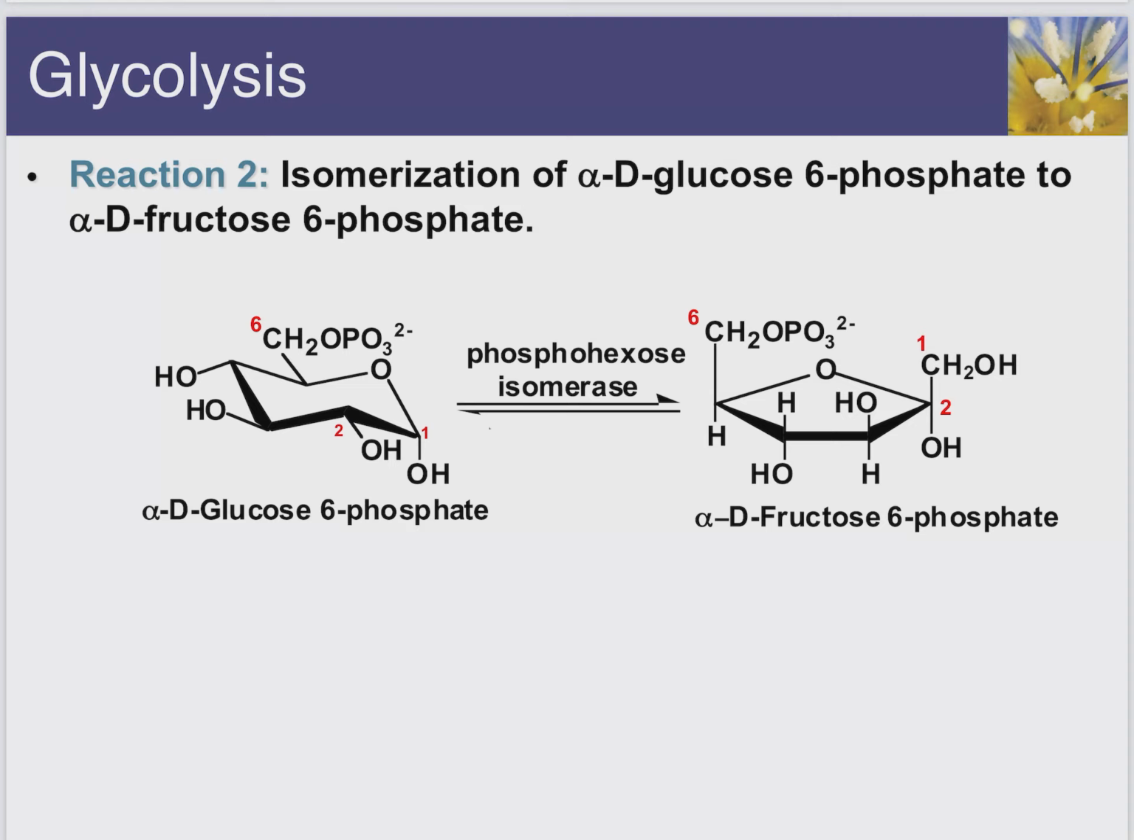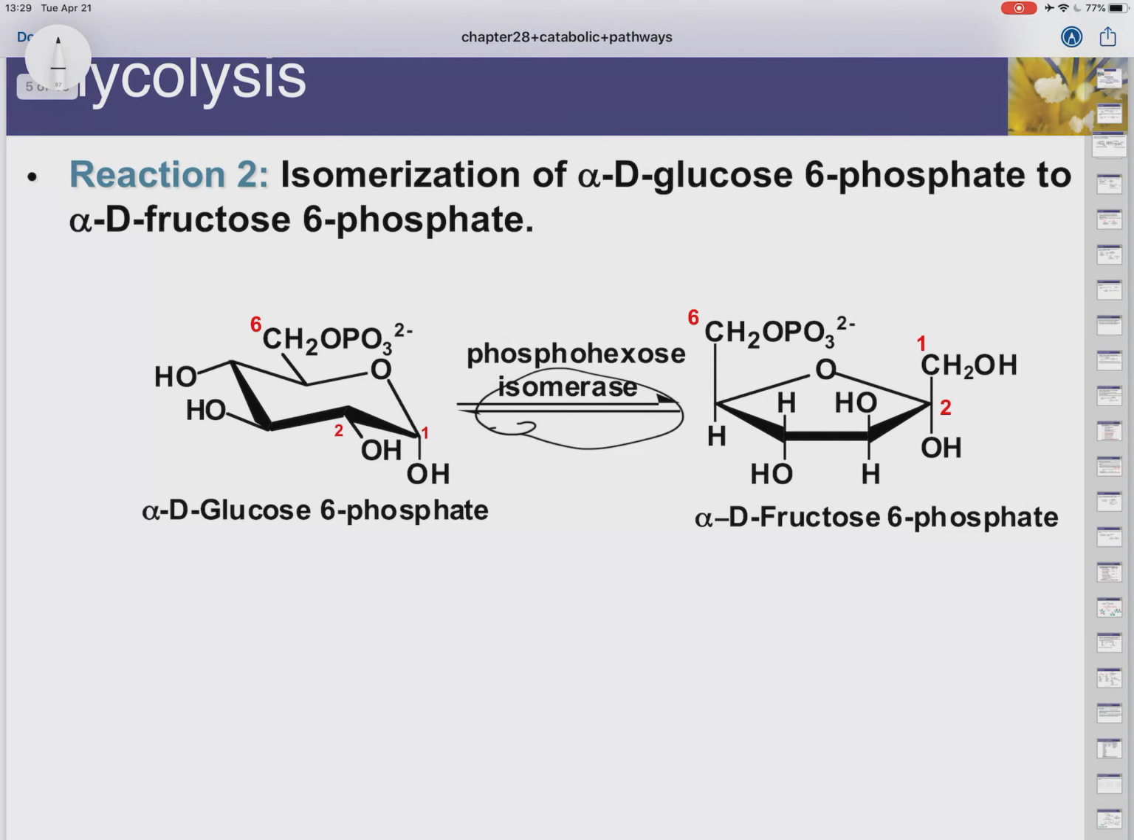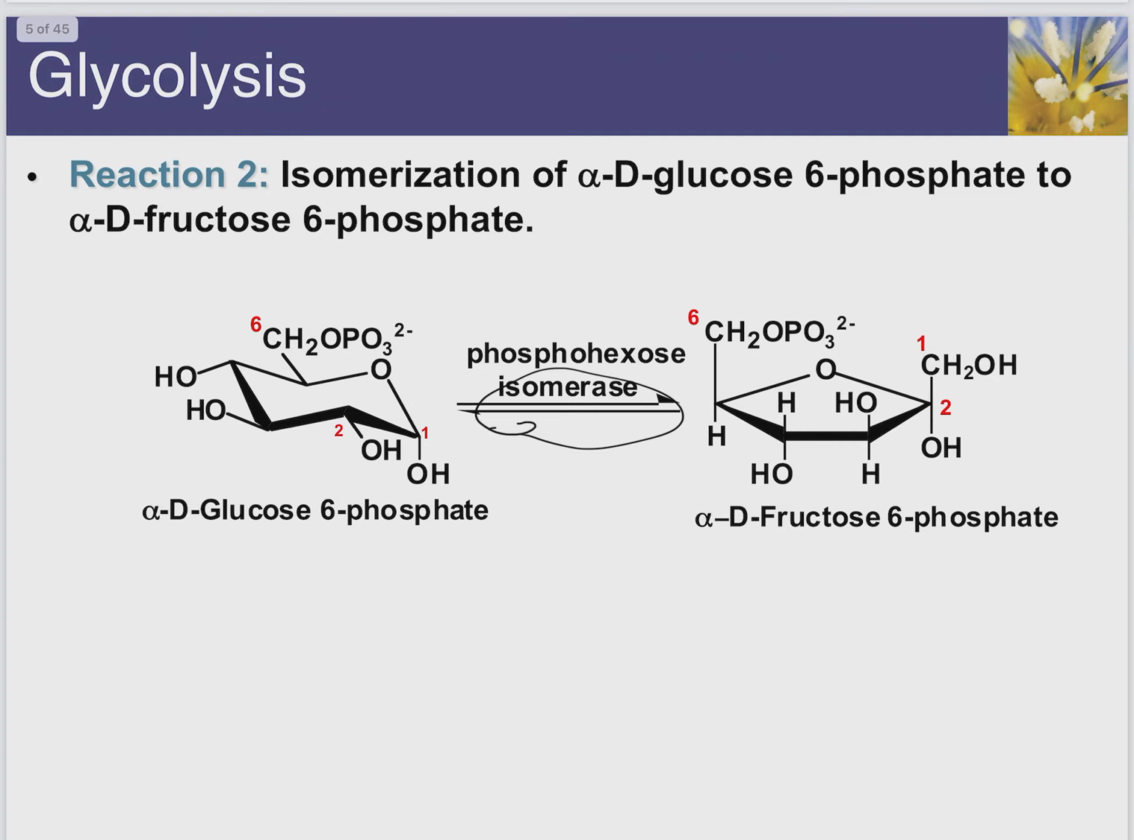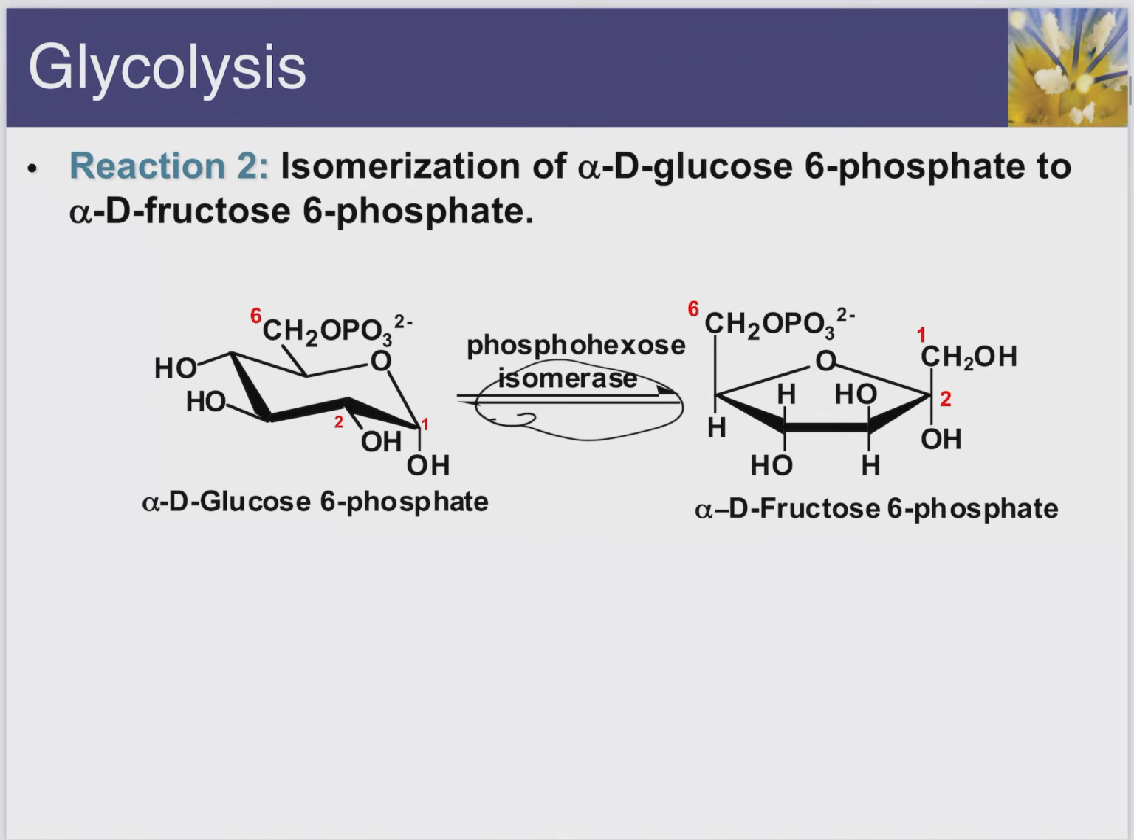Isomerization is the second step. We're going to take alpha-D-glucose 6-phosphate and turn it into fructose 6-phosphate. This is also a reversible reaction. If we have fructose molecules, they can be turned into glucose so that we can store them if we needed to. An isomerase does this. Remember, isomerases are those that just change the form, not the molecular formula. So now we have glucose turning into fructose.